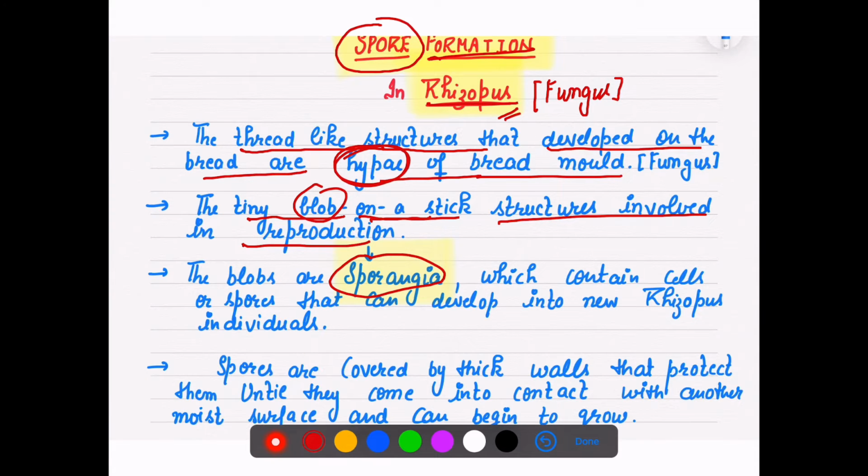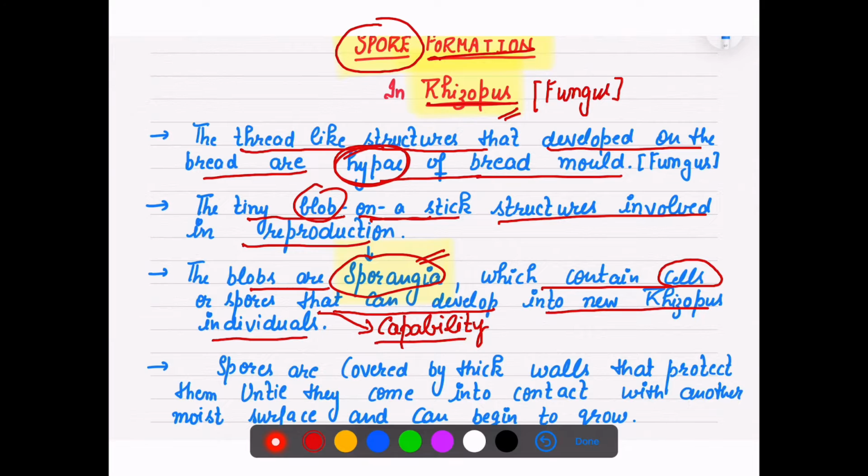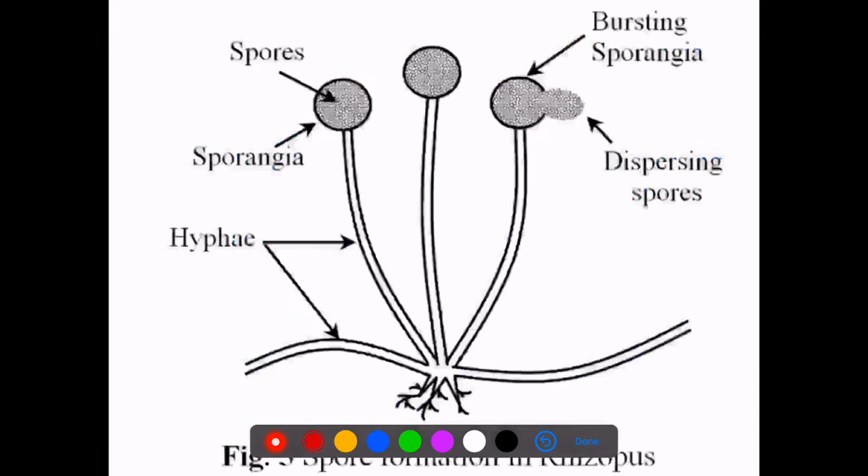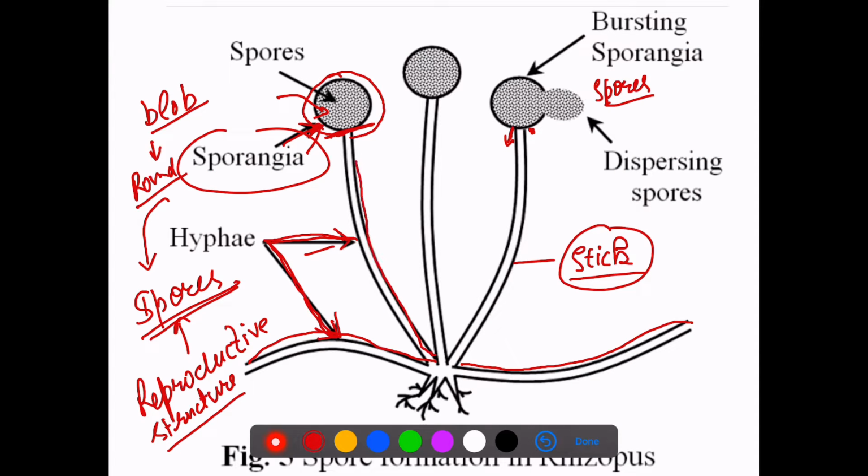Now why are these spores so important to us? Because the sporangia contain cells, or spores, which have the capability to develop into new Rhizopus. We are talking about asexual, and asexual means a new individual is developed from the parent. That is what we are looking for in Rhizopus. Where is it developing from? It is the spores. Spores have the capability to develop into new Rhizopus, and where are spores developing? In the sporangia, which develop on a stick like structure, which we are calling the hyphae.